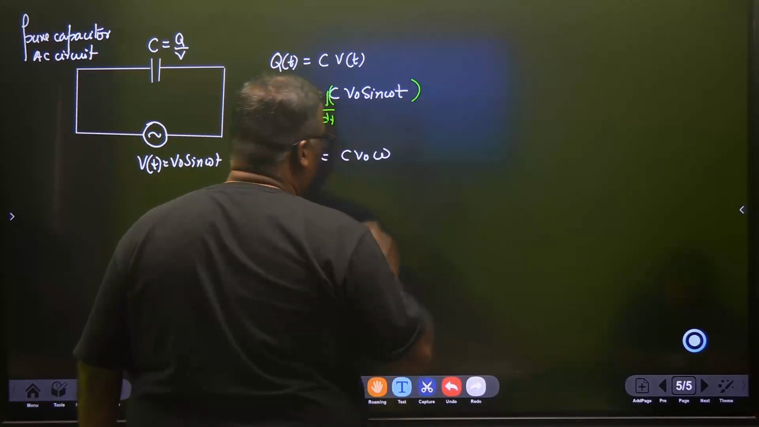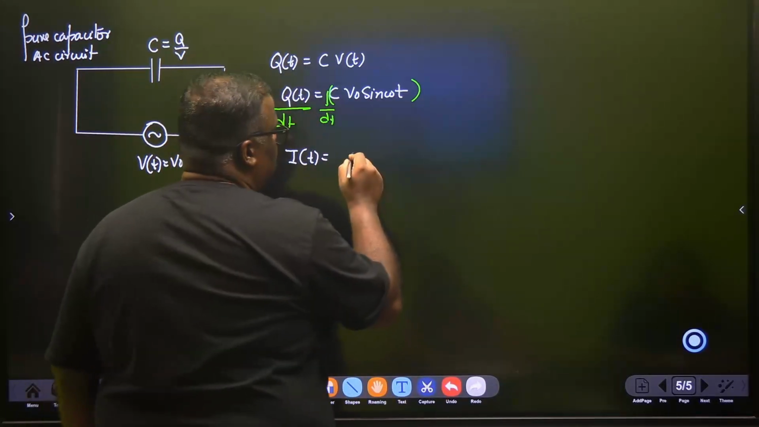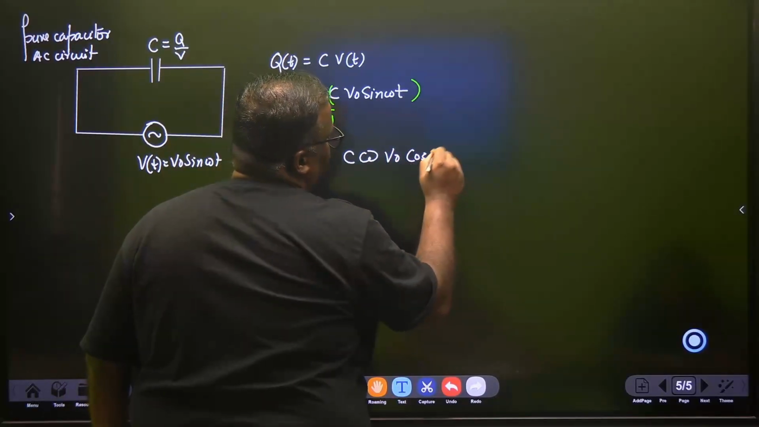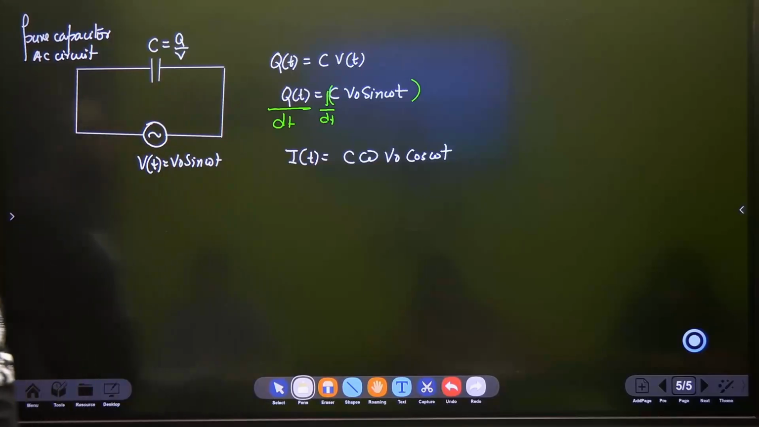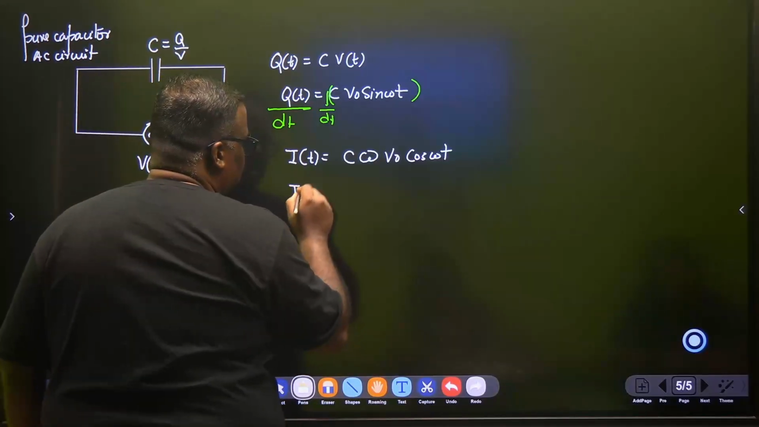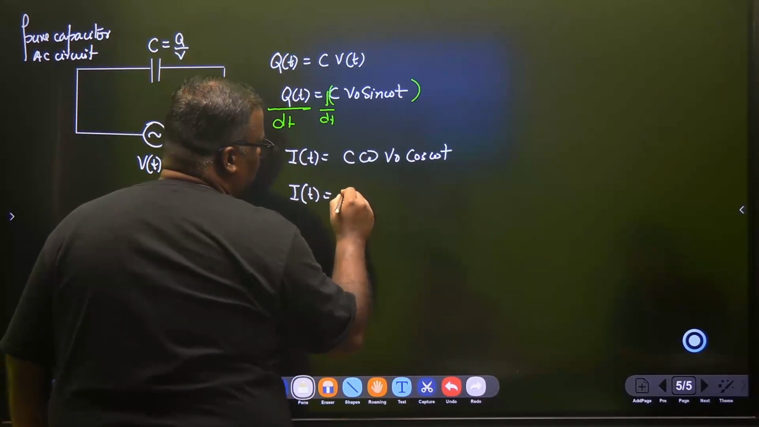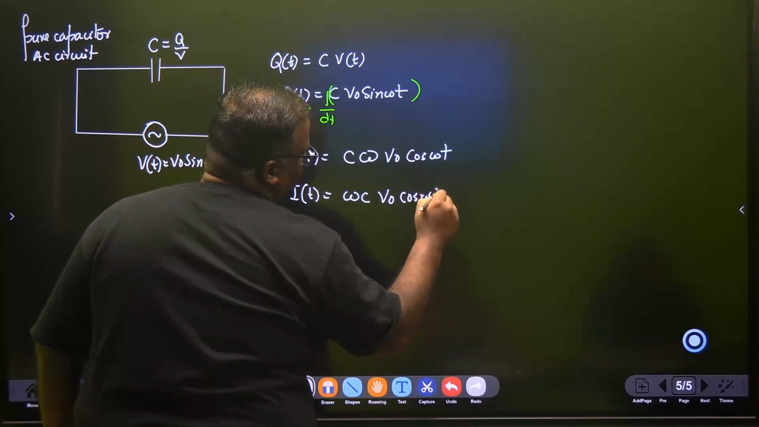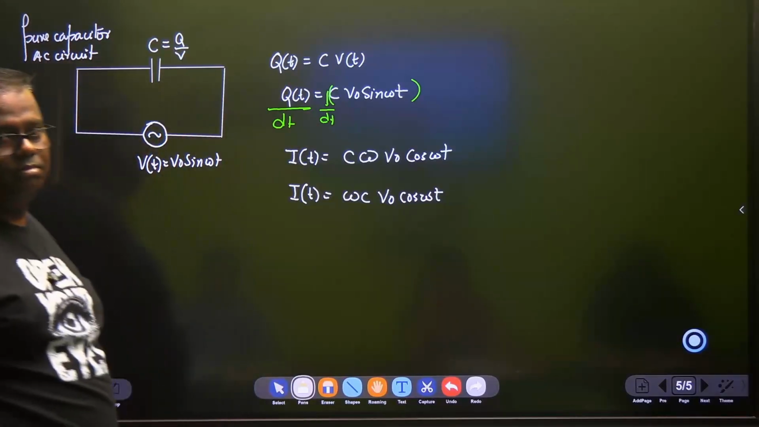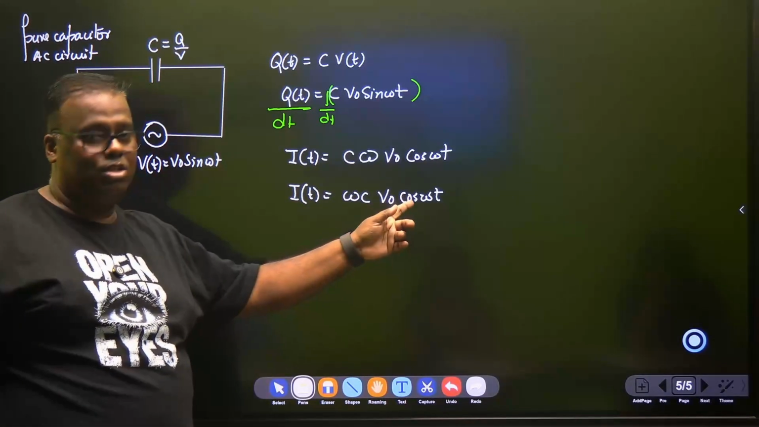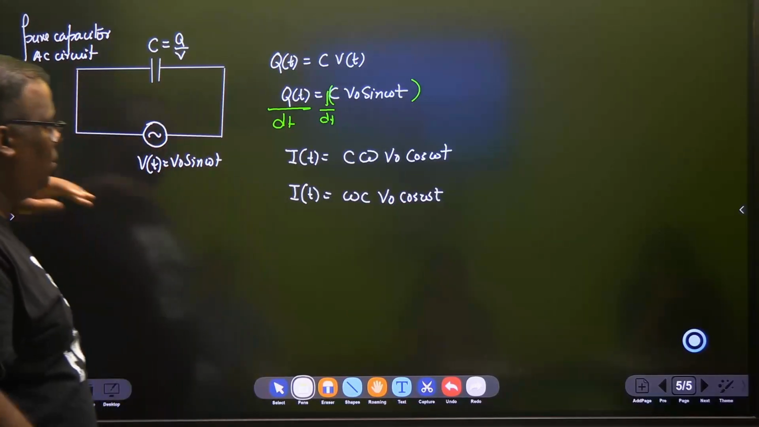And rather than that, let me write it like this. I am writing it as C omega V naught cos omega t. Look, C V naught cos omega t. Agreed? Okay. Can I write this as I at t is equal to omega C V naught cos omega t? Are you seeing the difference which has come? The current is now a cos, right?